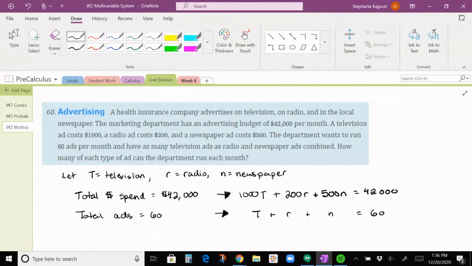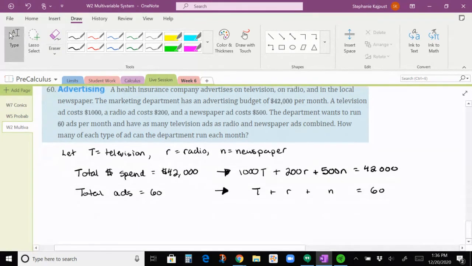Now that sentence continues on and it says we have as many television ads as radio and newspaper ads combined. Radio and newspaper combined, so you're adding those together, and that equals the number of television ads. So our television is equal to radio plus newspaper. So that's our next equation. And we don't have to put that in our system written that way. We could literally put t equals r plus n.